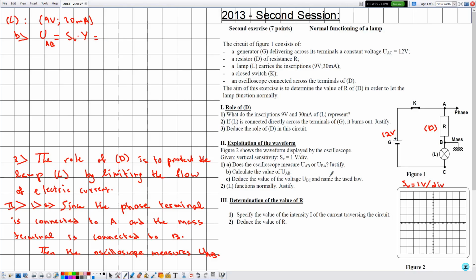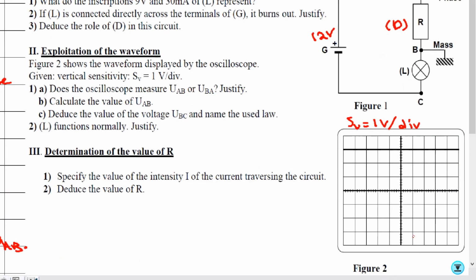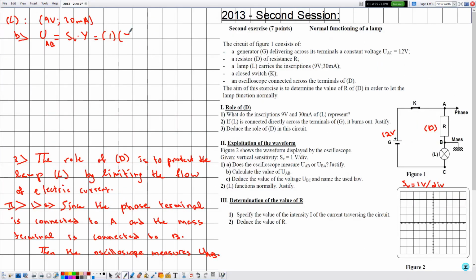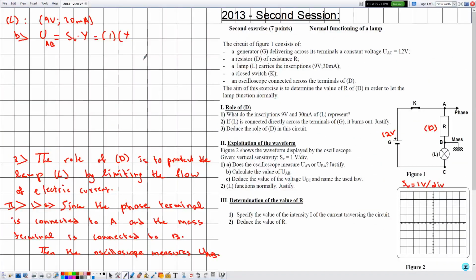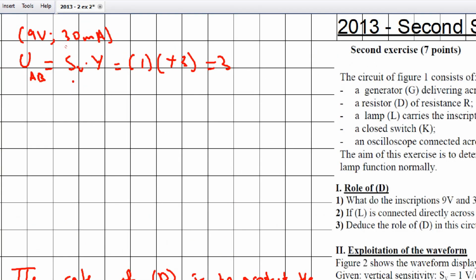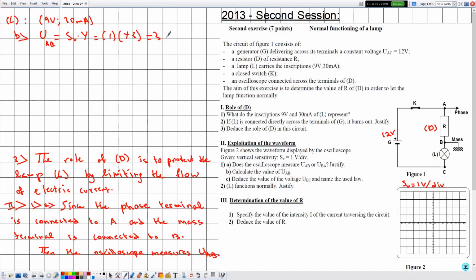Now the value of SV is given by 1, and Y, notice that here the luminous line is displaced upward, so Y is positive, and it's displaced by 1, 2, 3 divisions. Then this will give us 3. Since SV is in the SI and the value of Y is in the SI, the value of UAB will be in the SI, which is volts. Then UAB is equal to 3 volts. And I repeat that the trick in solving such type of exercises is to write the voltage on the electric circuit.